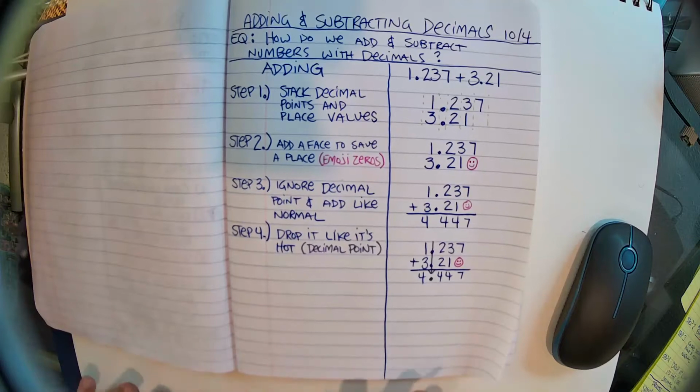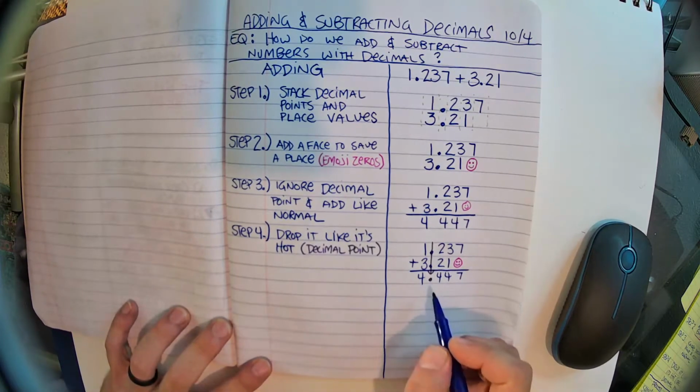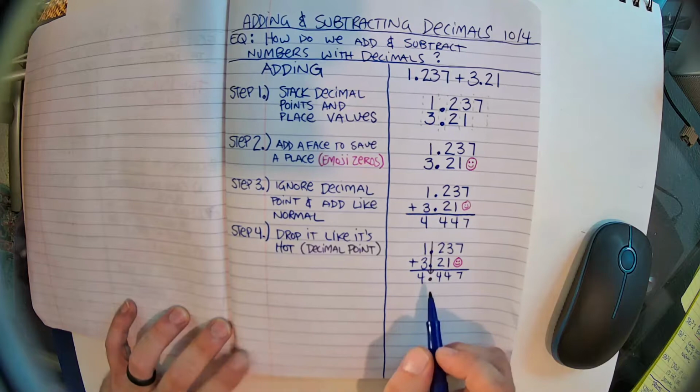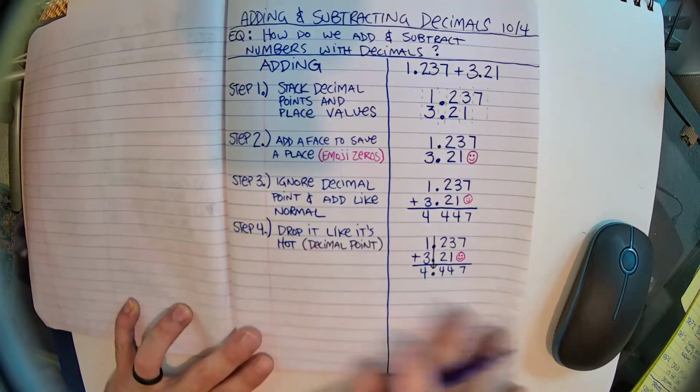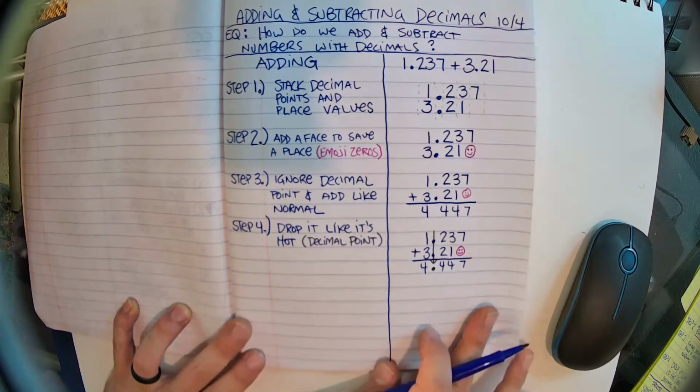Right, so we're almost there. We just finished adding decimals. Now we're going to work on subtracting decimals. So if you don't have that much room, don't worry, because it's basically the same process.